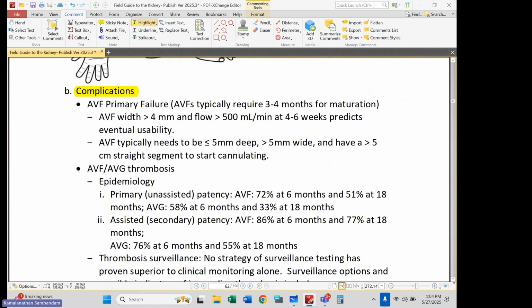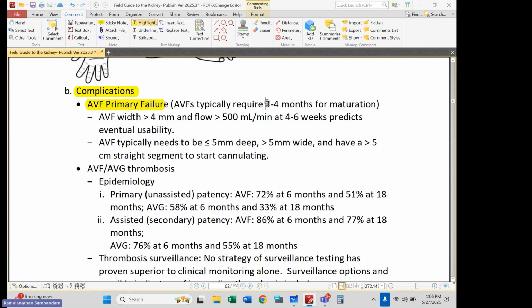Okay, complications of fistulas. Primary AV fistula failure means it never works. Okay, primary AV fistula failure. You can have a primary failure of an AV graft as well, but that is what primary failure suggests. Secondary failure is you try to intervene and you can get it to work, but then after a while, it fails despite interventions. That would be a secondary failure.